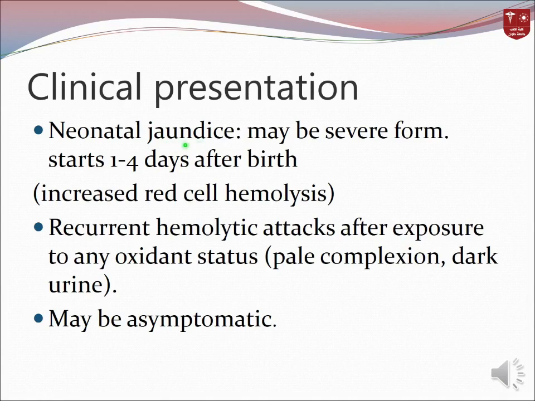This jaundice normally occurs for all children. It's called physiological jaundice, and it takes place starting from day 4 after birth. Usually it lasts for 7 days, and then it resolves on its own without any danger. But here, this is a severe form of neonatal jaundice, which takes place starting from day 1 after birth, and usually it is severe due to increased red cell hemolysis. Jaundice results from red cell hemolysis, and normally in all normal children, there is some red cell hemolysis after birth.